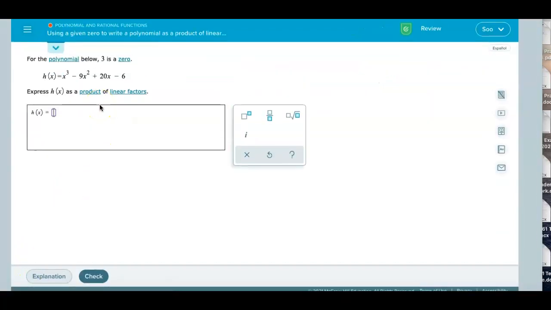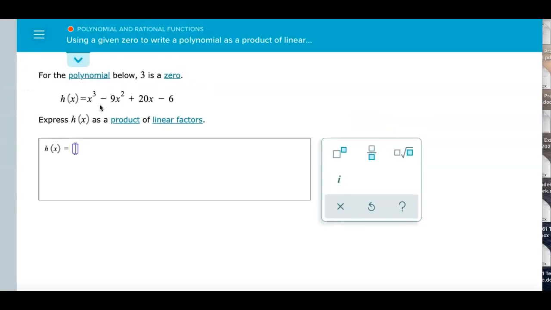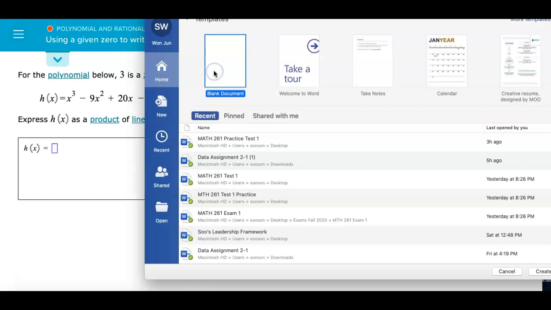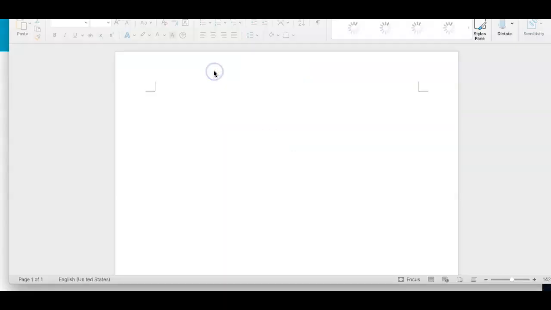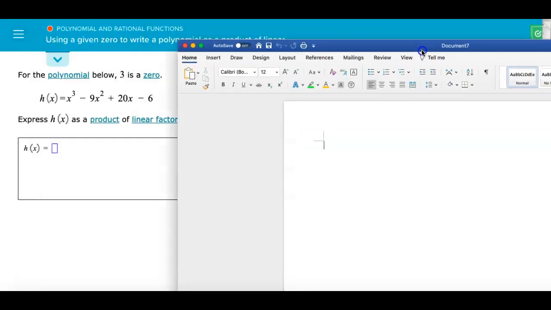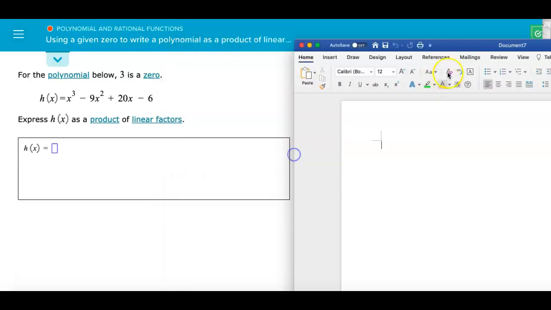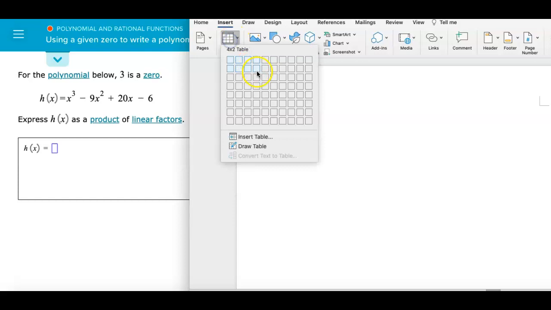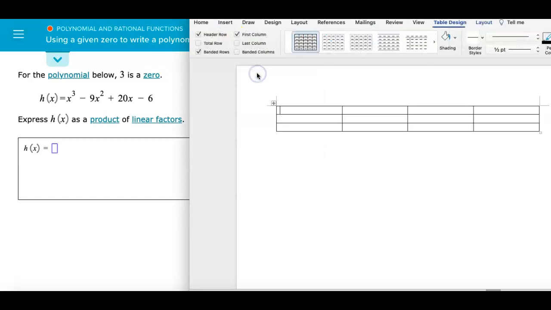So for the polynomial below, 3 is a zero. What that means is that I should be able to divide. I wish I had my notepad with me. I don't, so I'm going to have to try to do the division over here, and let's see how it looks. So I am going to do a synthetic division. I'm just trying to do a synthetic division right here.